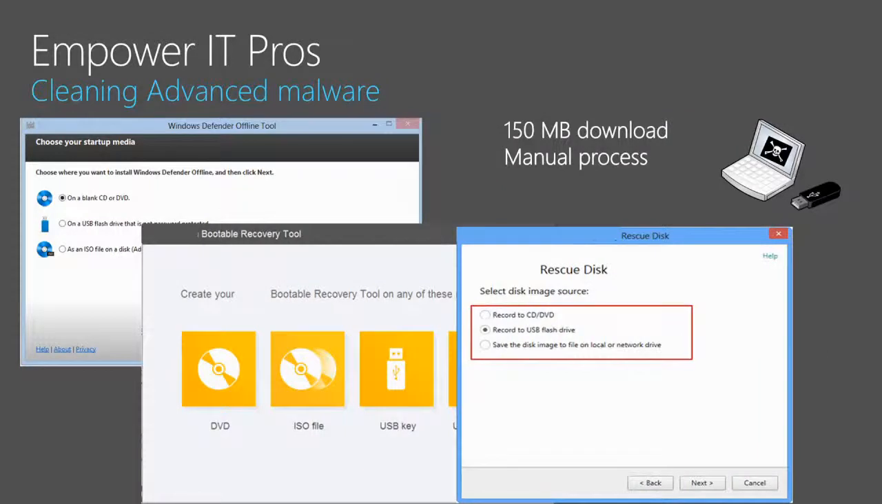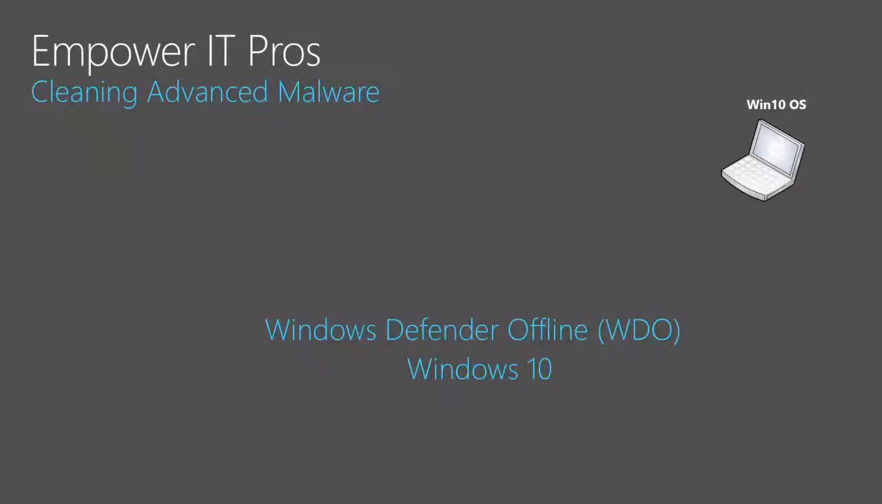So on behalf of the AV industry, I apologize for the current standard. Because it's just painful, right? I mean, you can't actually take a USB, a CD, reboot a machine into an offline OS. With Windows 10, you no longer need this. It's a 2 to 3 MB download, and it's an automated process. Let's actually look at a demo for this.